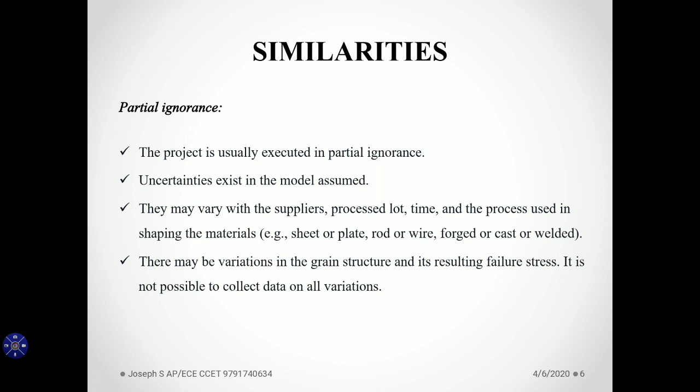Uncertainties exist in the model assumed. They may vary with the suppliers, process lot time, and the process used in shaping the materials, for example sheet or plate, rod or wire. There may be variation in the grain structure and its resulting failure stress. It is not possible to collect data on all variation.